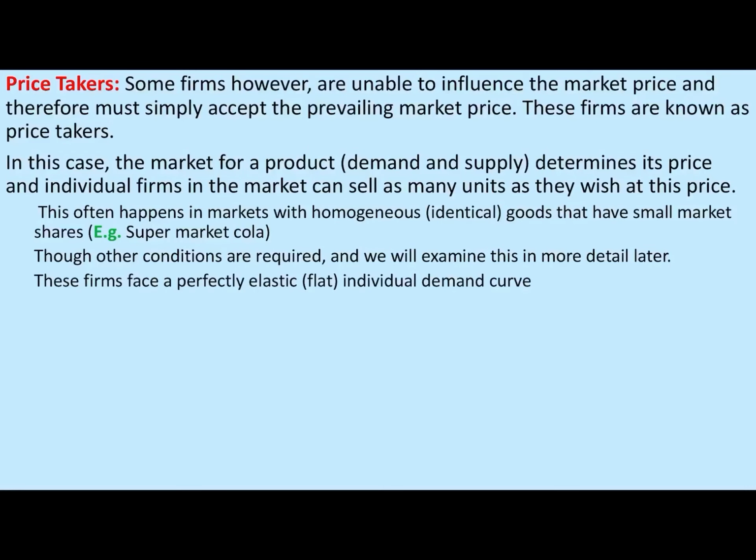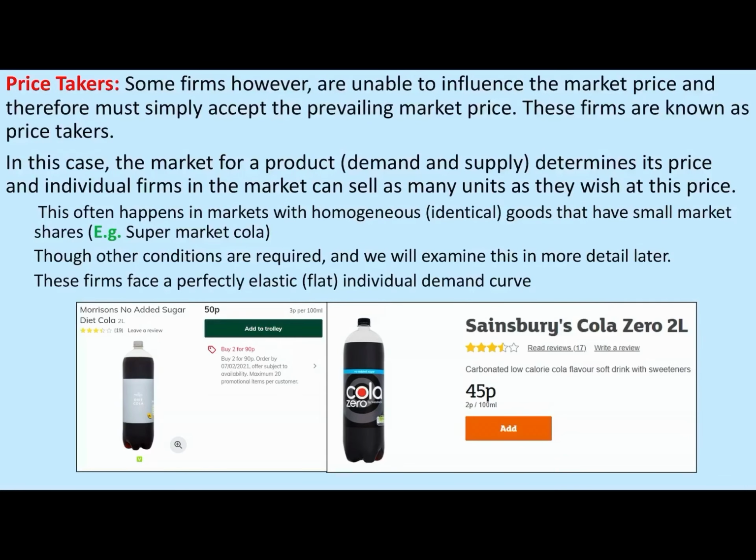So these individual price takers face a perfectly elastic, flat, individual demand curve, that horizontal demand curve. Examples, linking back to supermarket cola: 50p for 2 litres of Diet Coke at Morrison's, 45p for 2 litres of the same or similar product at Sainsbury's. Pretty close in price, but both of these products have much lower prices than we saw for Pepsi and Coca-Cola, where they were price setters.